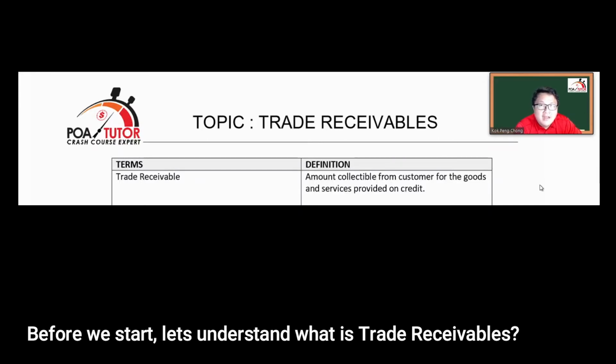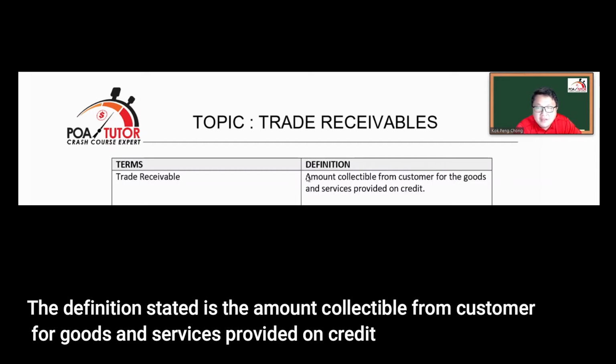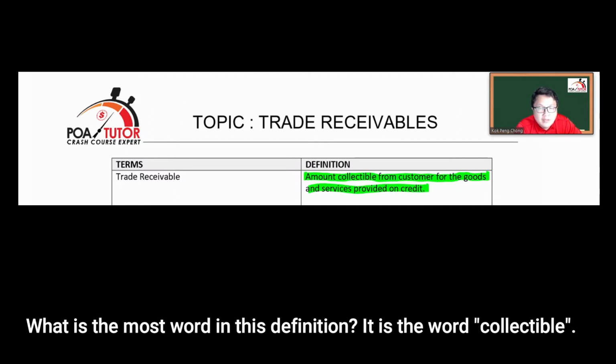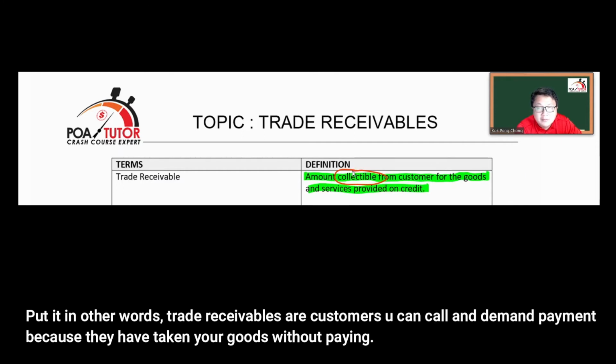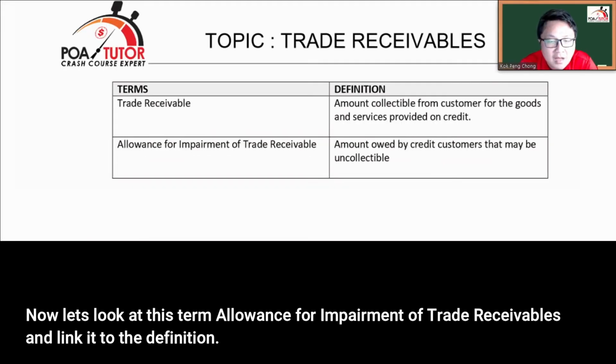Before we start, let's understand what is trade receivable. The definition stated is that this is the amount collectible from customer for goods and services provided on credit. Which is the most important term in this definition? It is the word collectible. Put in other words, trade receivables are customers you can call and demand payment because they have taken your goods without paying. Now, let's look at this term allowance for impairment of trade receivable and link it to the definition.